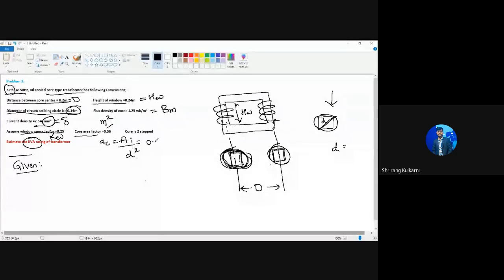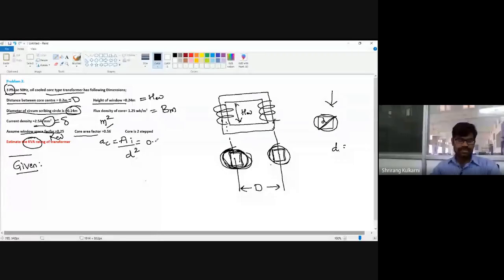Then the window space factor, nothing but Kw, the window space factor, is given as 0.56.